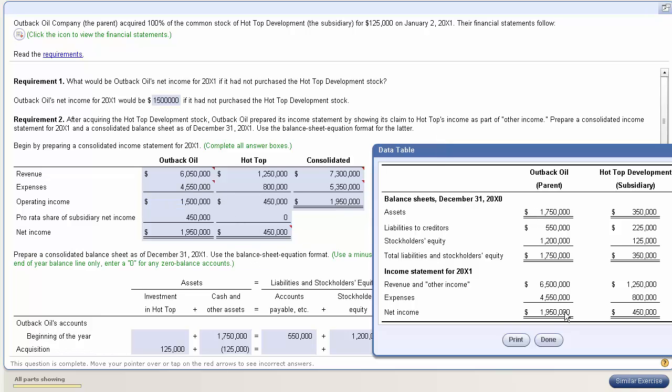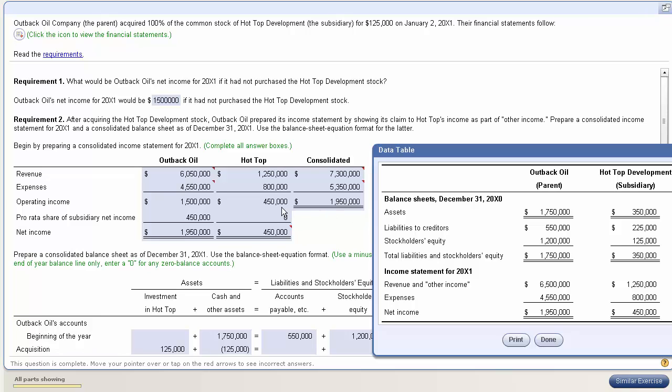What we would do is use the information and just drop it in. Revenues less expenses gives us the operating profit. We do the same thing for Hot Top. So it's really just an exercise in copying once you conceptually understand that we're adding the sub to the parent. We add the two revenues to come up with consolidated revenues of $7,300,000. And then we add the expenses of $4,550,000 from Outback to the $800,000 of Hot Top, and we come up with consolidated expenses of 5,350. So that gives us consolidated operating income of $1,950,000.